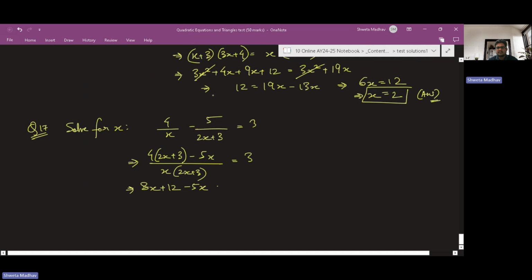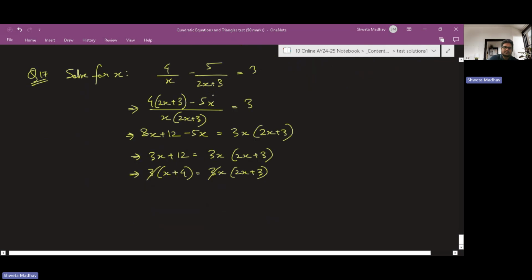Minus 5x, that is equal to 3 into x into 2x plus 3. So this will be 8x minus 5x, that is 3x. So 3x plus 12 is equal to 3x into 2x plus 3. So from here I can take 3 as common. This will be 3 into x plus 4 equal to 3x into 2x plus 3. So I can cancel 3 from both the sides.